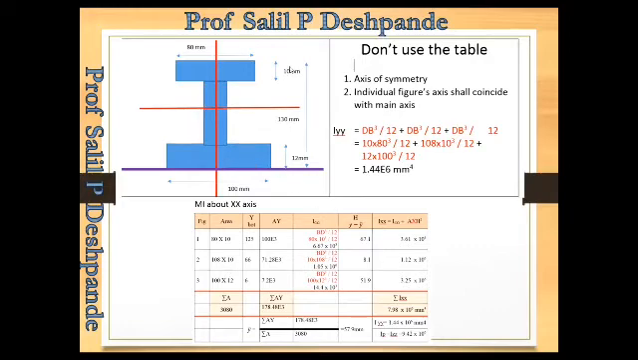So now what I have to do is, in the previous case, we marked the neutral axis. So similarly, I will mark here. This is the neutral axis of figure number 1. This is the neutral axis of figure number 2. And this is the neutral axis of figure number 3.